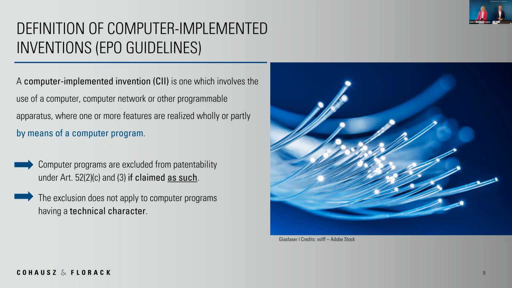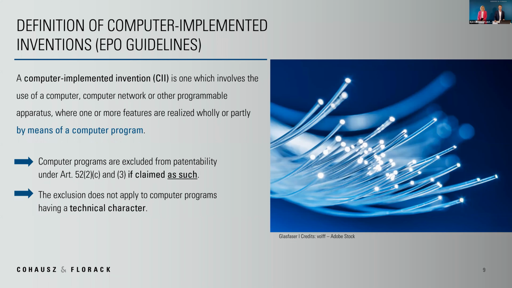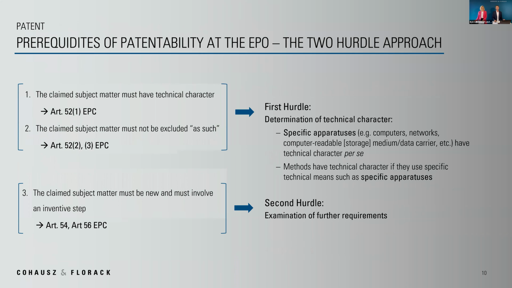And such computer programs are excluded as such from patentability. So if you try to claim a computer program and try to describe the different functions performed by the computer program, you might not want to file a patent application. But of course, the exclusion does not apply to computer programs having a technical character. And at least in Europe, there is a two-step approach for how this can be handled.